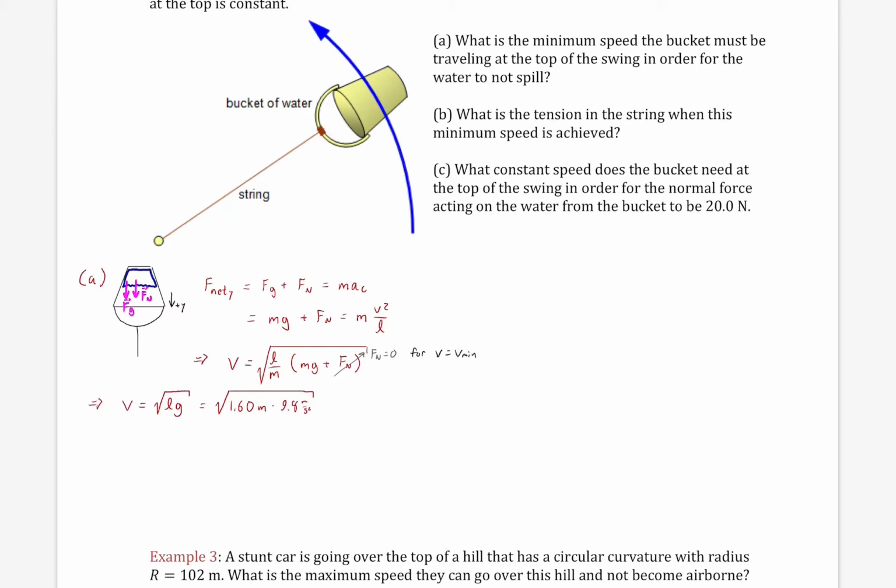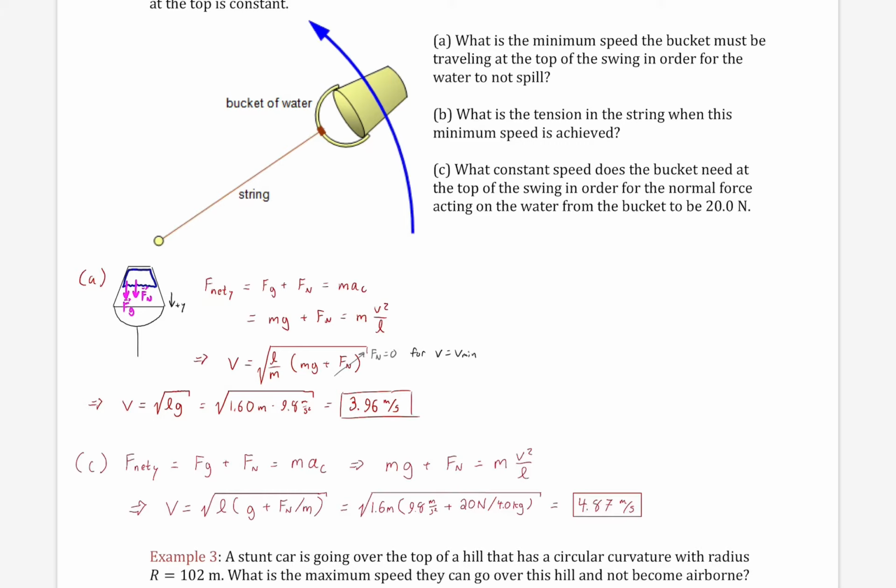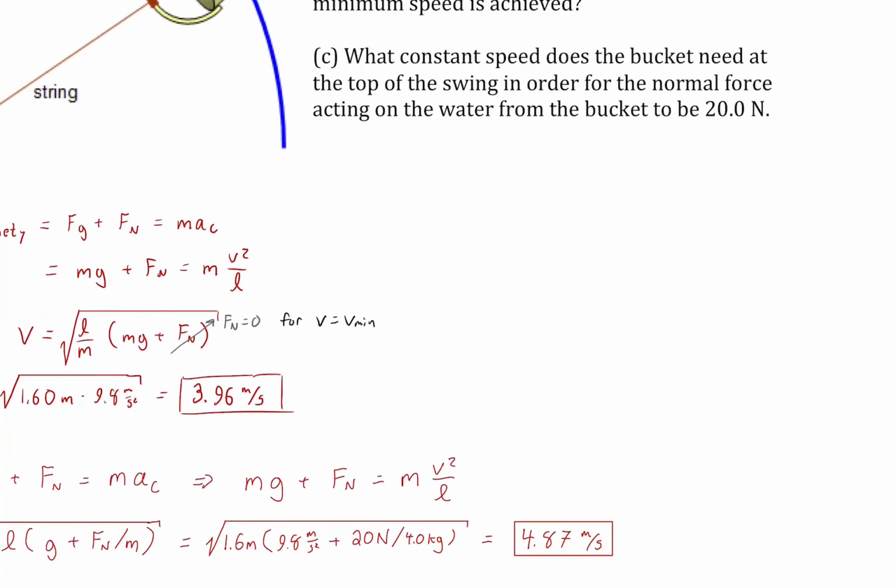Then we just plug in the numbers, because once we cancel the normal force, the m's cancel, and we're just left with the square root of Lg, right? Really elegant result. And it ends up being that the minimum velocity to make it around with the water not spilling is 3.96 meters per second. Okay? All right, so let's zoom in on part B.